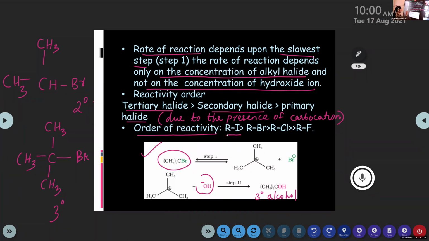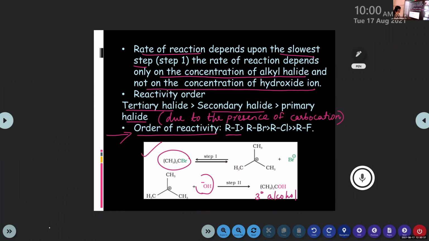This order of reactivity is common in both mechanisms. In both SN1 and SN2, it follows the same order: RI is greater than RBr, greater than RCl, very much greater than RF. So this is the order of reactivity of halogens in both mechanisms. Clear? This is clear, children? Yes, ma'am. Okay.